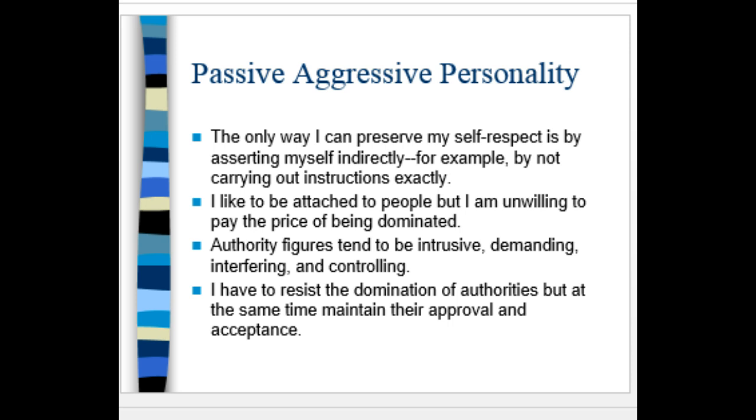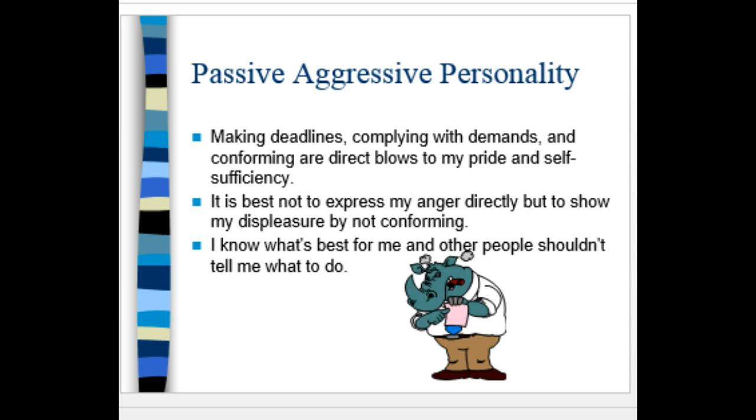The passive-aggressive person will believe I have to resist the domination of authority, but at the same time, I have to keep their approval and acceptance. I want them to like me, but I can't let them dominate me, and I am the one who decides where that domination is. I decide that. So that's a hard way to live your life, but many people do.